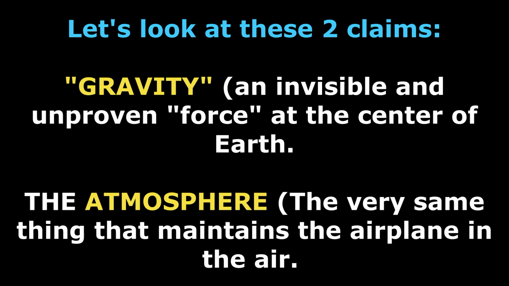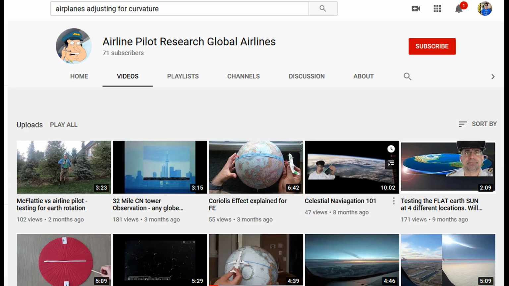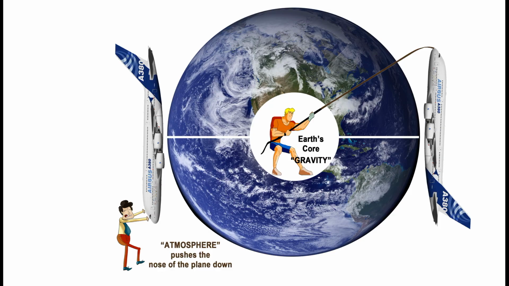So this is the first video I'm going to play from this guy. I'm going to link his video, and he claims that gravity, which is a force at the center of Earth, is causing the airplane to tilt down its nose. So let's go ahead and listen to him and examine his claims.